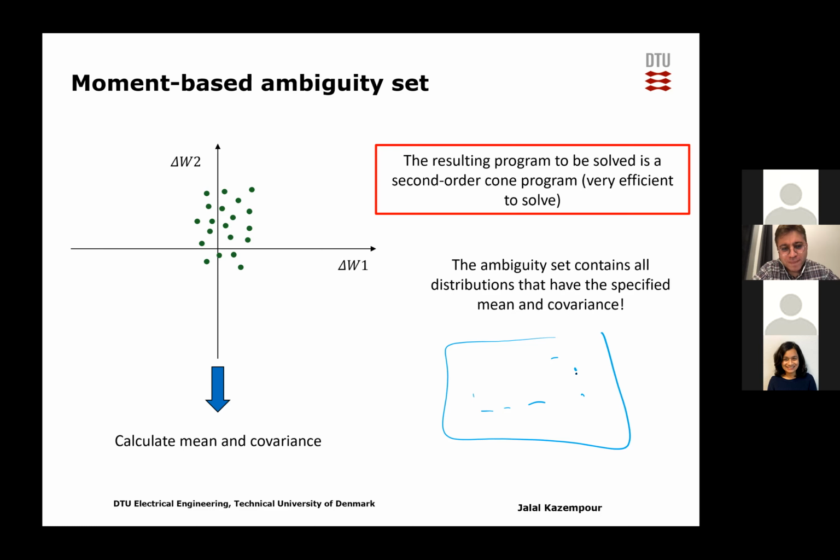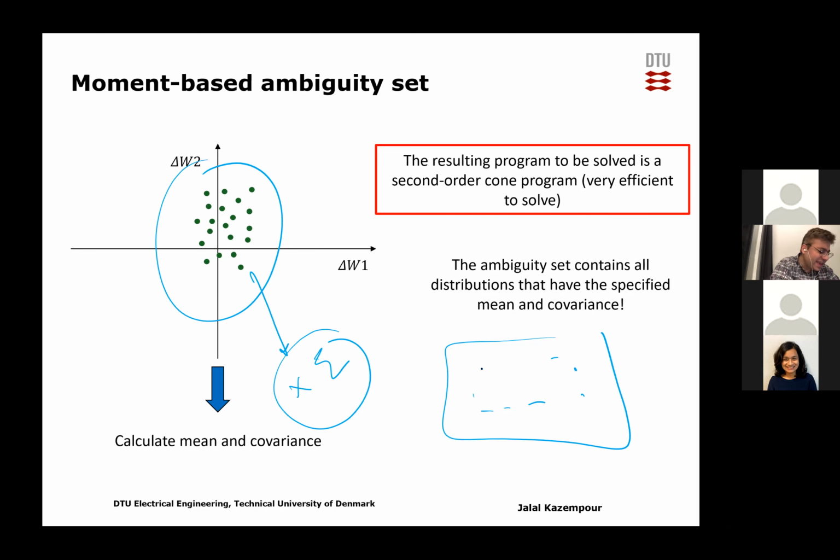So you say, for example, the mean of my empirical distribution is a vector X, and our covariance is a matrix sigma, and then any type of distribution that satisfies mean X and covariance matrix sigma can be in my ambiguity set. Then we call it a moment-based ambiguity set. It's again data-driven, right? But it's not based on a distance metric.